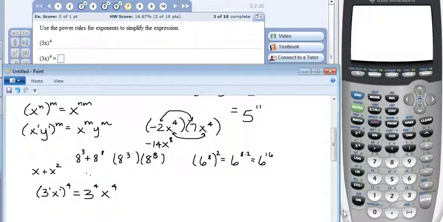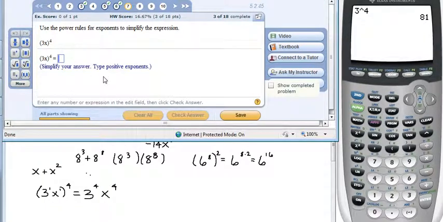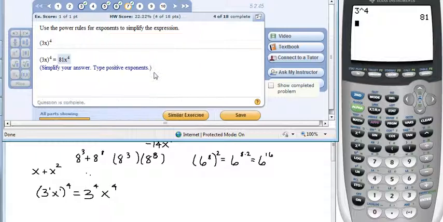Now 3 to the 4th is a smaller number, so it might take it. 3 to the 4th is 81. So let's see if it'll take a smaller number in here. Because on some of these, see, now it'll take that because 81's much smaller than that ungodly big number we had before. Some of these smaller ones, it'll take it both ways and some won't. So you just kind of have to play around with it.